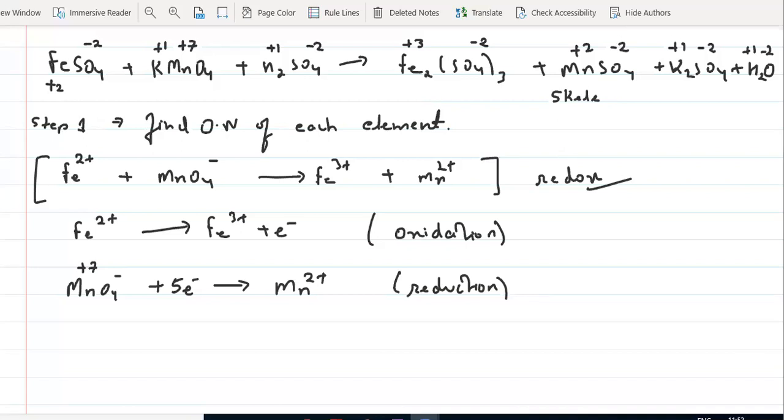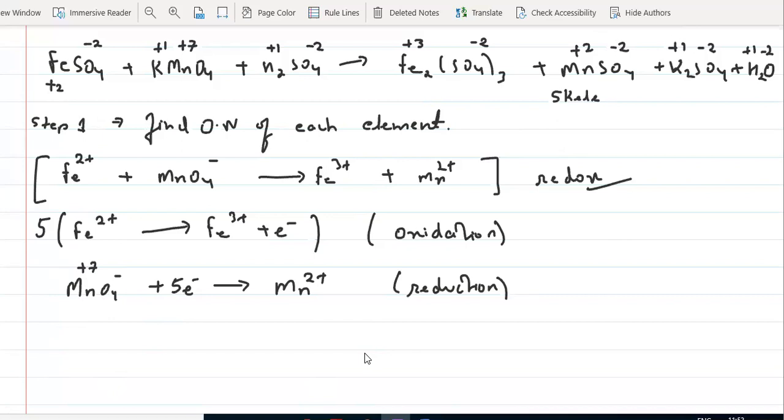Okay, so yes, Akshay, very good, right? So first thing that we should do is see the electrons. Yes, Abhiram? When you talk about the electrons, here one electron is lost and here 5 electrons are added. So you have to multiply this reaction by 5.